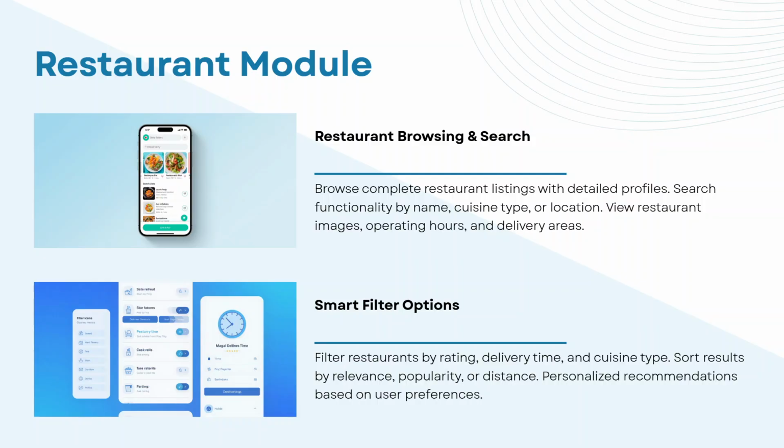Additionally, users can apply filters such as rating, cuisine type, or delivery preferences to refine their results. This module improves user experience by making restaurant discovery easy and efficient.